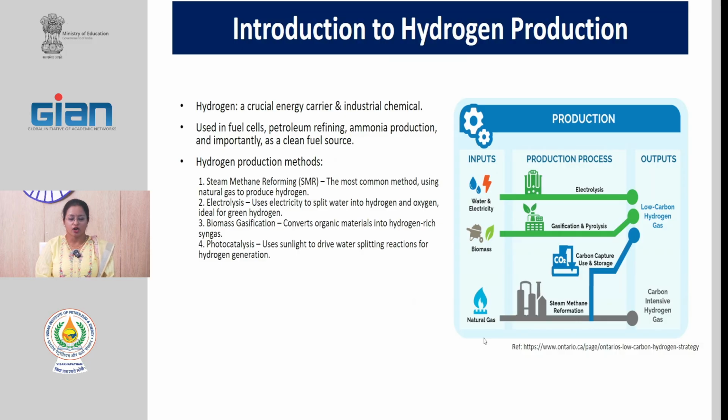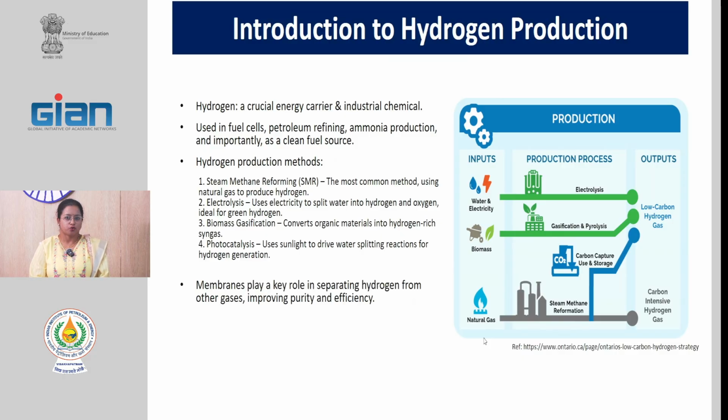The hydrogen production methods include steam methane reforming, which is the most commonly used industrial method till now. It uses natural gas to produce hydrogen. We can also have electrolysis, where electrical energy is used to split the water molecule, and in that way we can produce hydrogen and oxygen. We can also have biomass gasification, where organic materials are converted to generate hydrogen. Photocatalysis, which is having a very good research focus nowadays, uses sunlight directly for the splitting of the water molecule to generate hydrogen and oxygen.